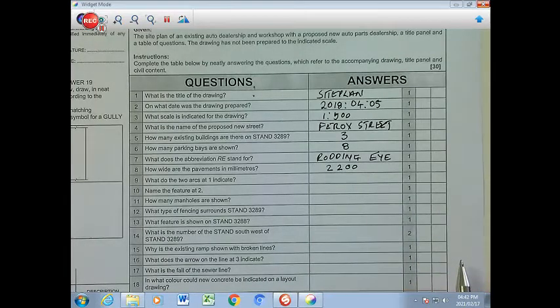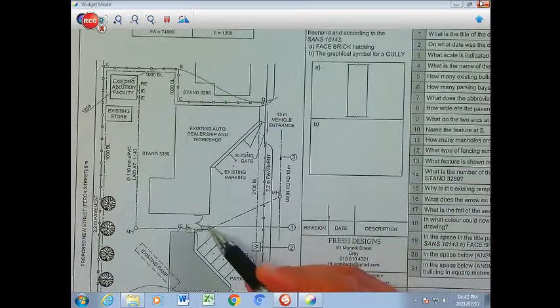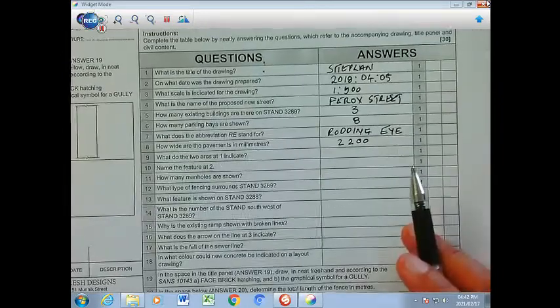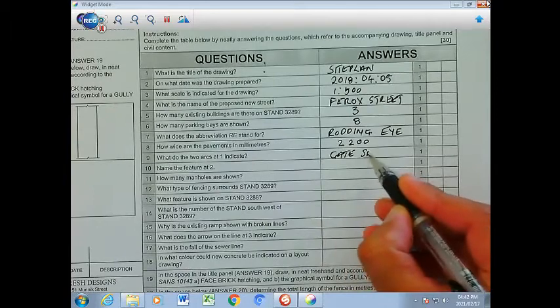What do the 2 arcs at 1 indicate? That refers to that there. There's number 1, and it refers to that swing over there. Those are gates, entrance gates, so that's your gate swing. So we're going to write in here gate swing.